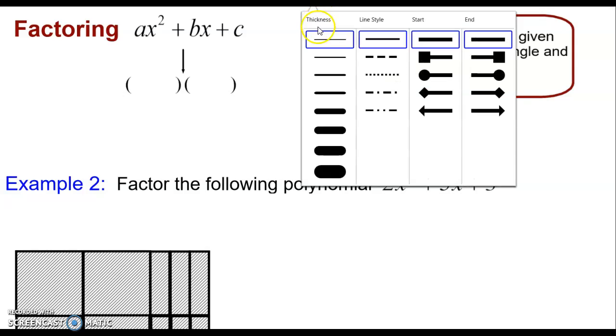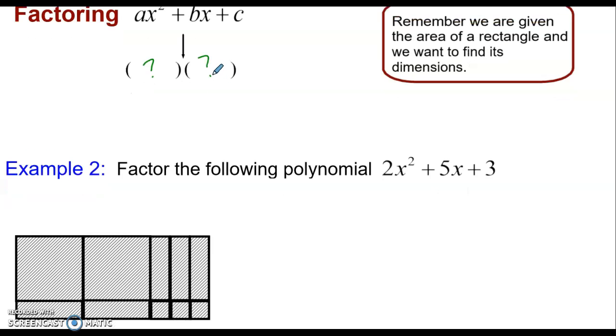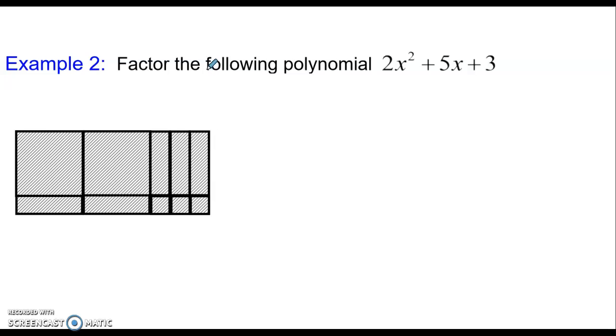For example 2, we're going to look at how to factor a polynomial, a trinomial, like 2x squared plus 5x plus 3. So it's in the form ax squared plus bx plus c, and we're going to try and figure out what the two factors would be. So basically we're doing the reverse of what we did in example 1.